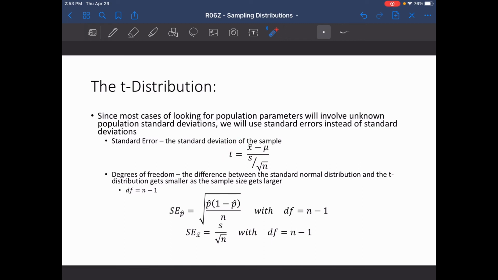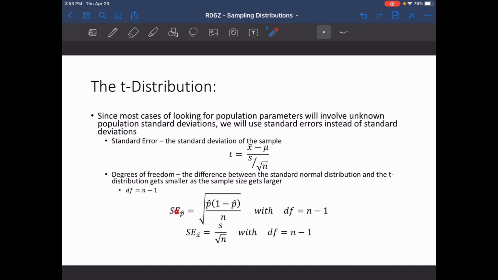And how we normally are going to find this is with t. So with t, we would take our sample mean minus our population mean divided by our sample standard deviation divided by the square root of the total number in our sample. And that's how we find our t value in this case. We also need to understand what degrees of freedom is, and that's the difference between the standard normal distribution and the t-distribution, which gets smaller as the sample size gets larger. So how we find our degrees of freedom is taking the total number in the sample and subtracting 1.